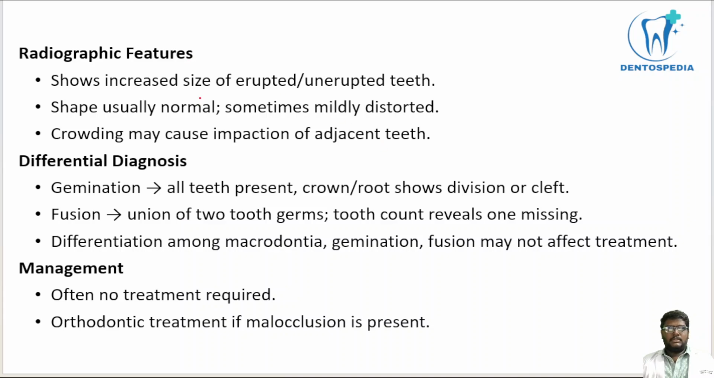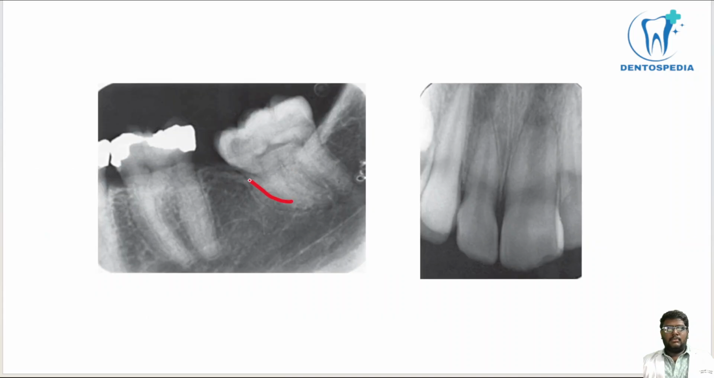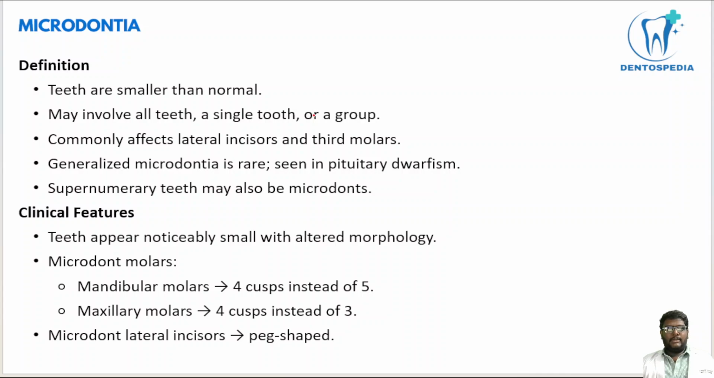And coming to the radiographic features, in the radiographs, you can see enlarged tooth size, right? And differential diagnosis, it can mimic gemination and fusion, okay, and often requires no treatment. So it is basically size enlargement, right? So unless it is vital and there are no problematic issues, no treatment should be needed. Here you can see the molar increased in size, and here you can see the incisor, which is abnormally increased in size.